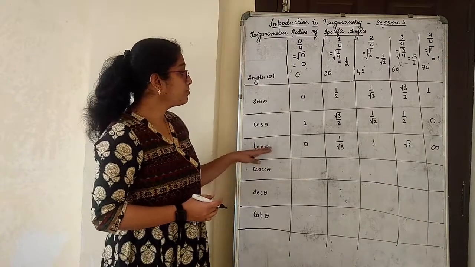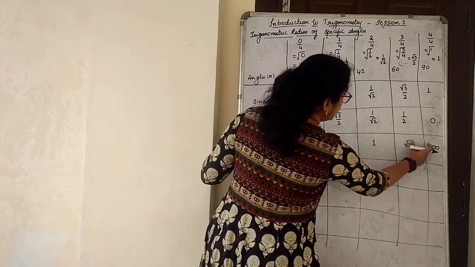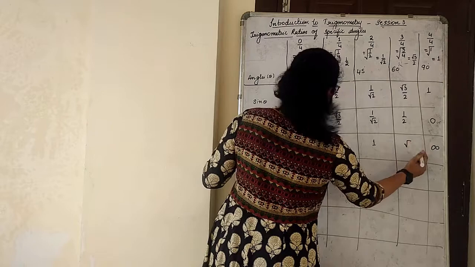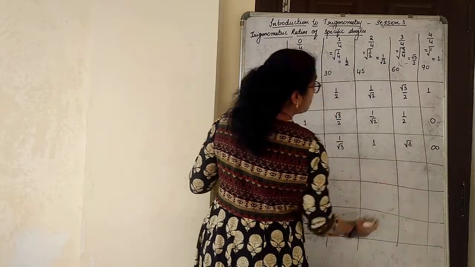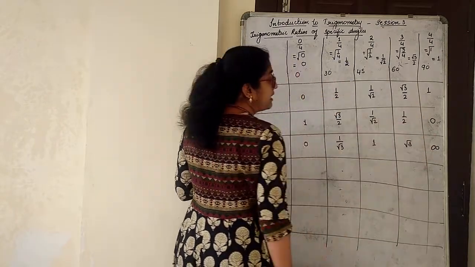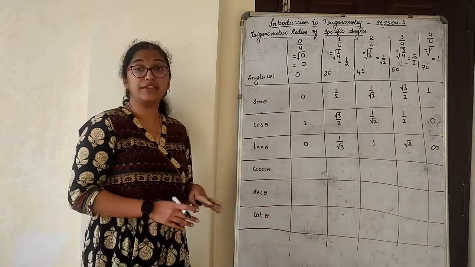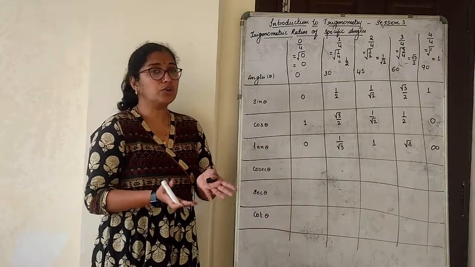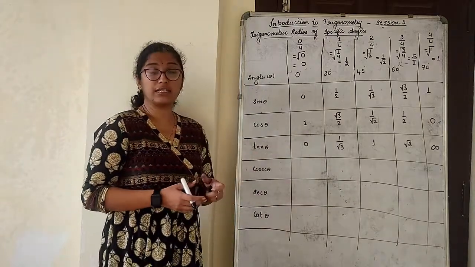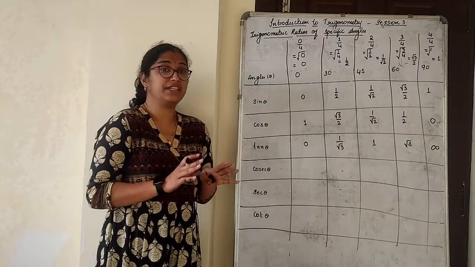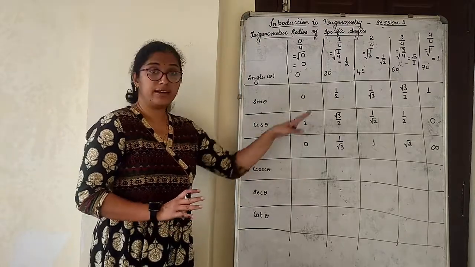So, 1 by root 3 I have to write here. Okay. So, here it is infinity. We can also write this infinity as not defined. Both are equally same. In your book it is given not defined. In some books they have given it as infinity. So, very clear on this part.